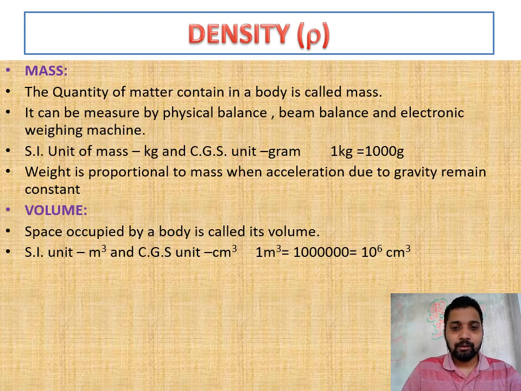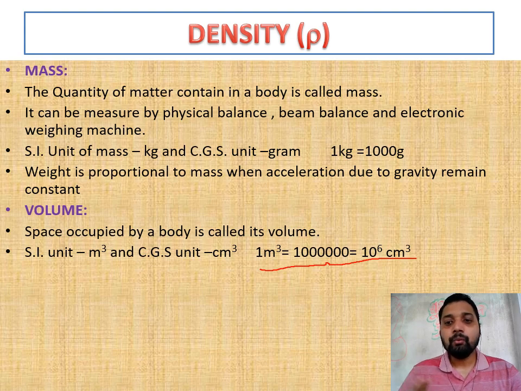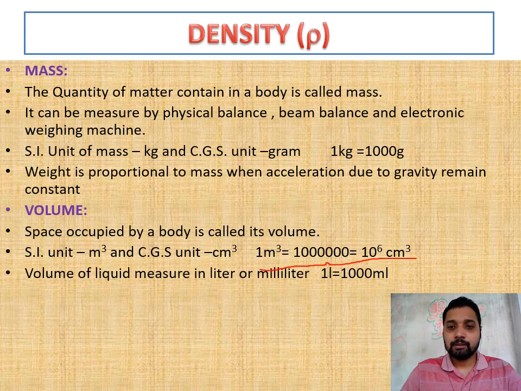And if we look at the relationship between meter cube and cm cube, here 1 meter cube equals 1 into 10 to the power 6 cm cube, or 10 to the power 6 cm cube. Why is it like this? 1 meter cube means 1 meter into 1 meter into 1 meter. Same quantity multiplied 3 times is a cube. 1 meter equals 100 cm. So 100 cm into 100 cm into 100 cm equals 10 to the power 6 cm cube. So this is the relationship between meter cube and cm cube.